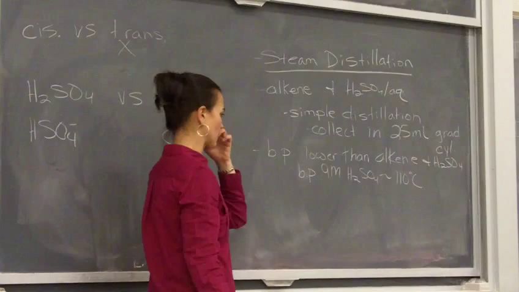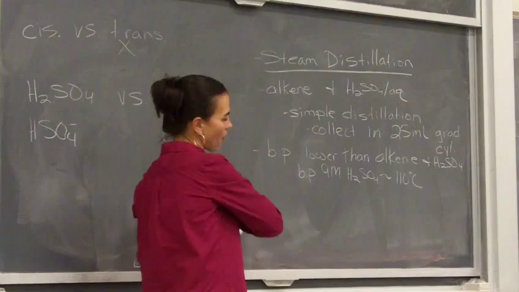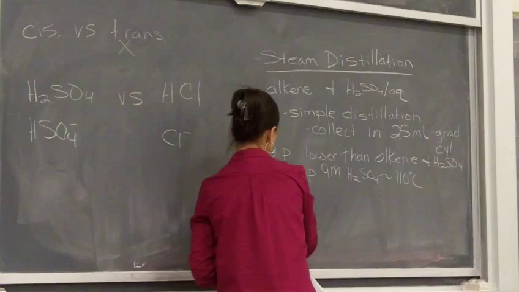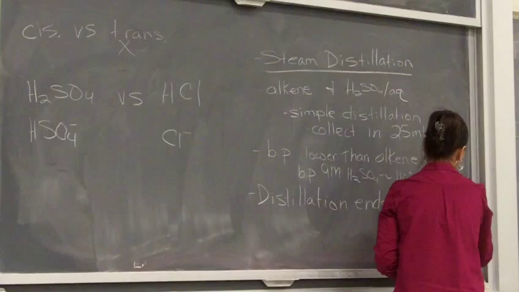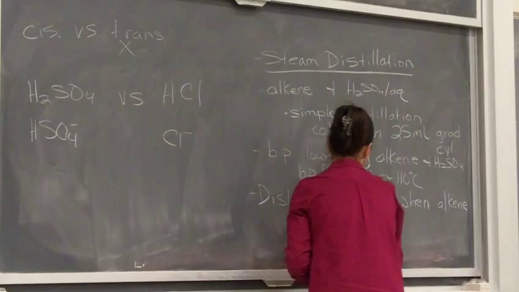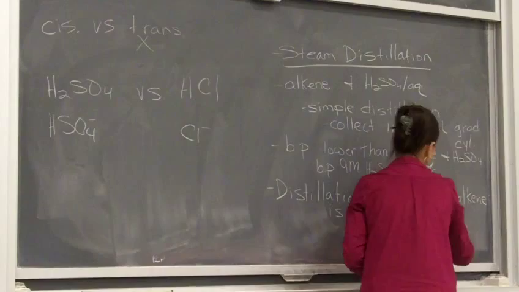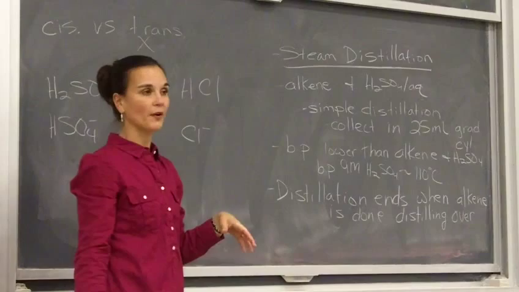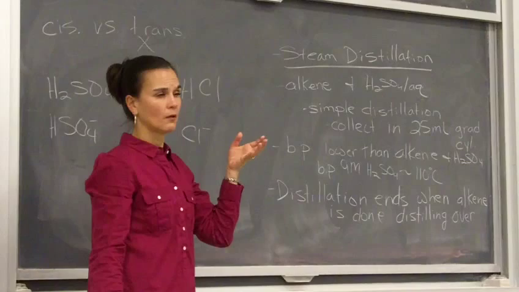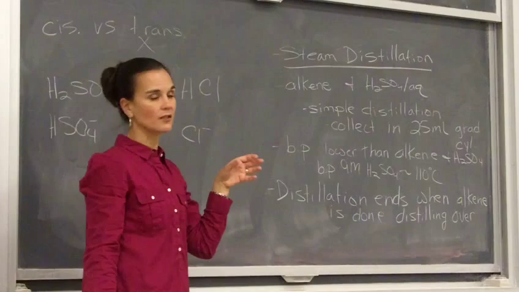The other thing is we're not going to distill all 50 milliliters of sulfuric acid over. The distillation ends when the alkene is done distilling over. So, like I said, in your graduated cylinder, things are going to separate out. You're going to have an organic layer and you're going to have an aqueous layer. Now, who's on top? Organic layer. Your alkene is less dense than the sulfuric acid water layer that's going to be on the bottom, okay?